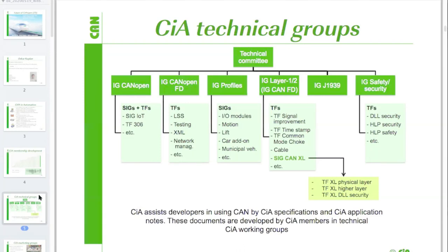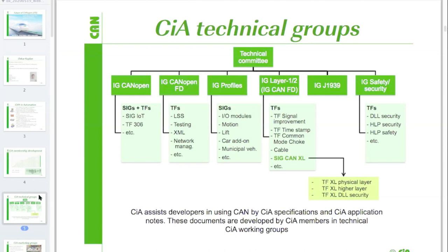Beside this, we have also the technical group for IG J1939. Since SAE provides only CAN-based J1939, and they are just playing with the new CAN FD technology, we said, okay, on request of our members, we also do a specification for making some kind of bridge between CAN FD and J1939 technology, working cooperatively with SAE on that and so on.